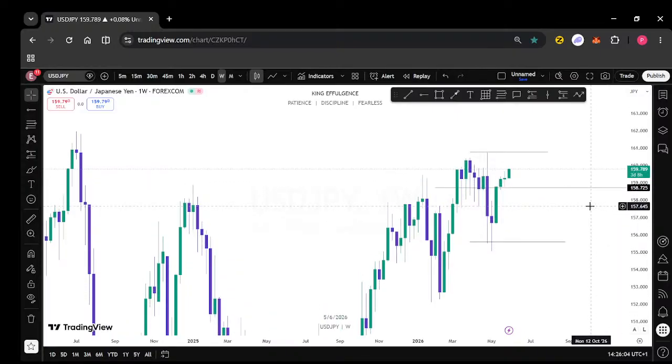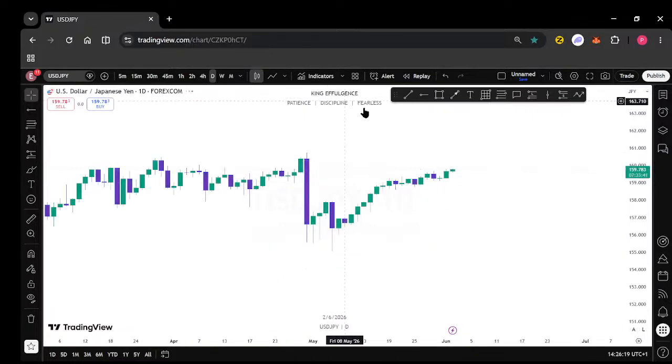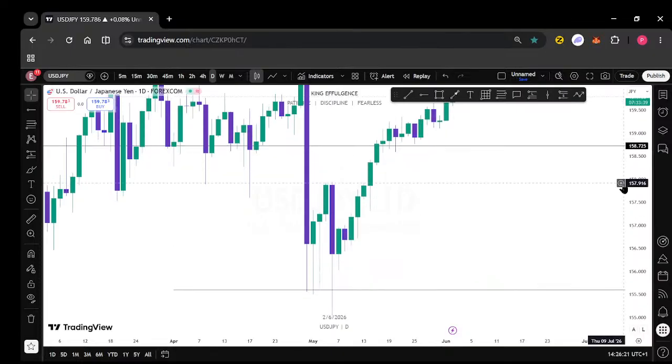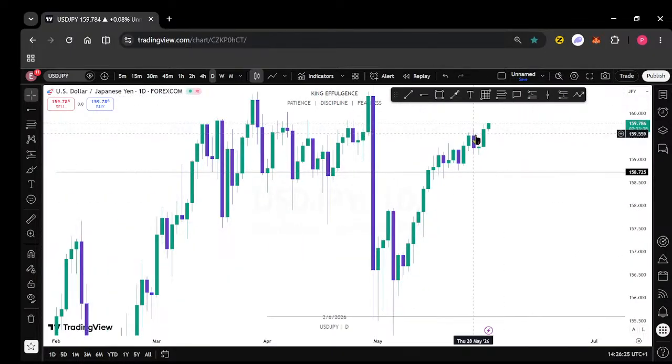How's the weekly? How did the week start? So the week started off bullish also. For a while since last week, USD price has been consolidating. So let's just go to the daily and mark out levels that price may react from.